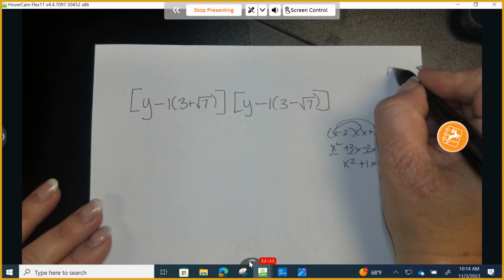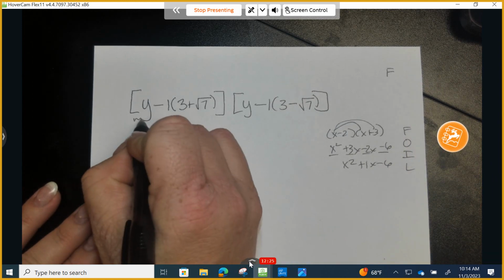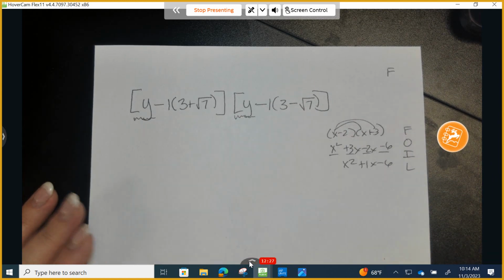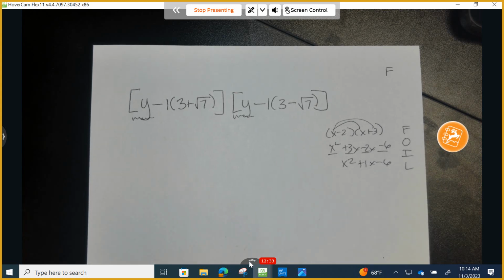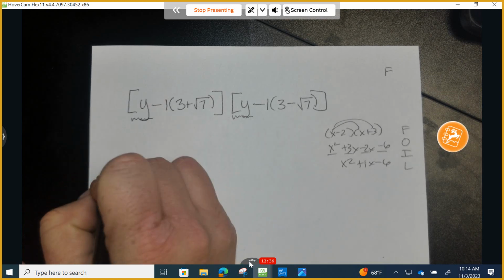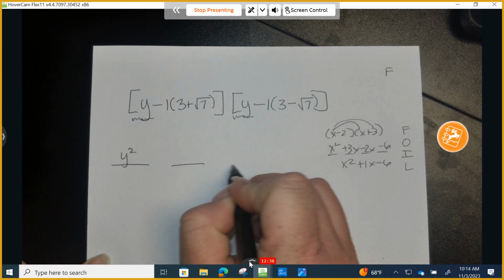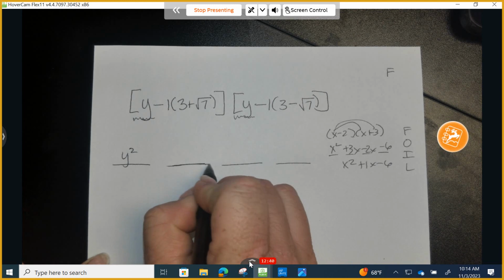So I'm starting with F for the fronts. I want you to identify the front of both parentheses. This is the easiest of the 4 different operations. So y times y is simply y squared. These are going to be my 4 different areas.